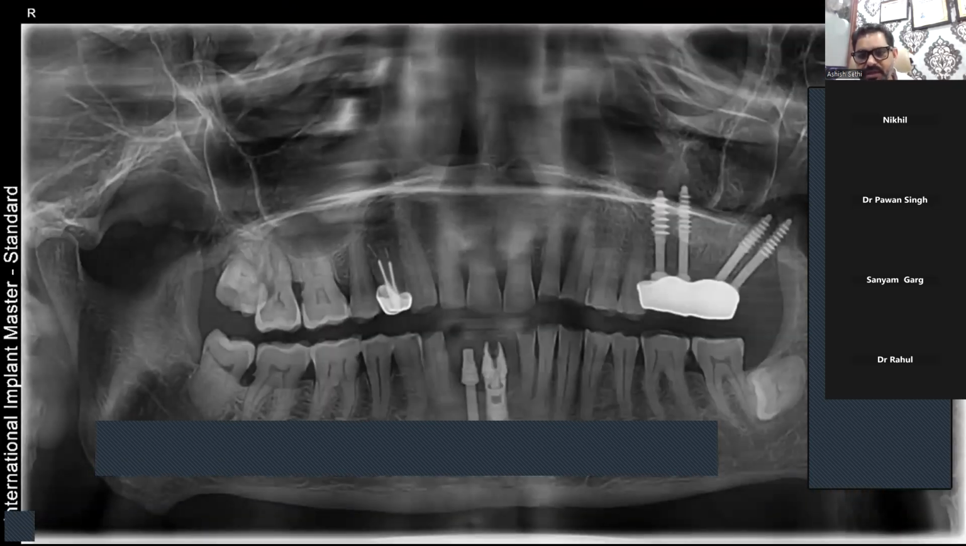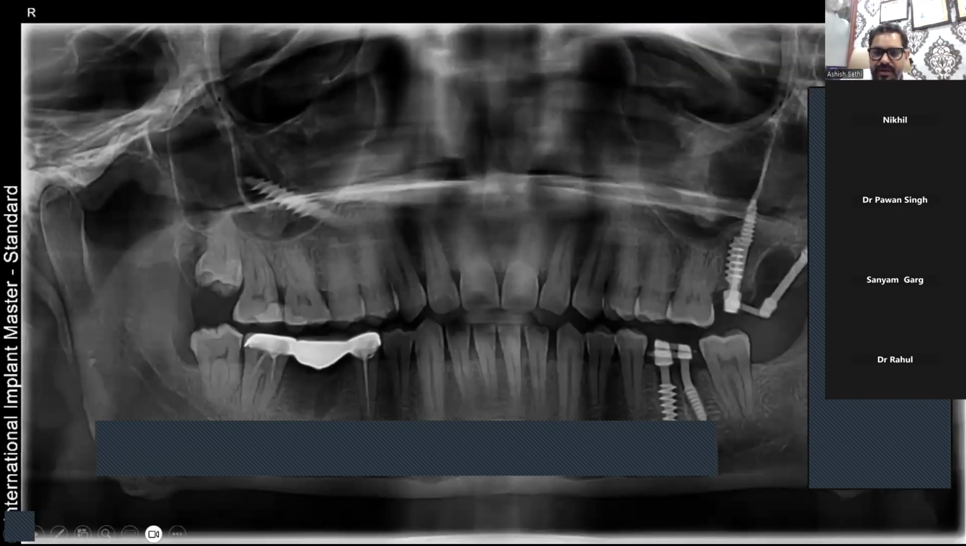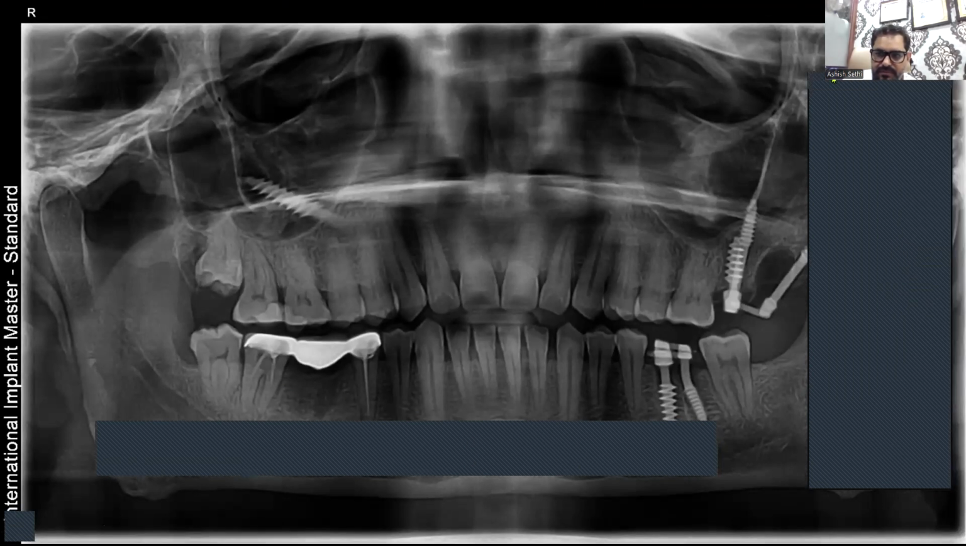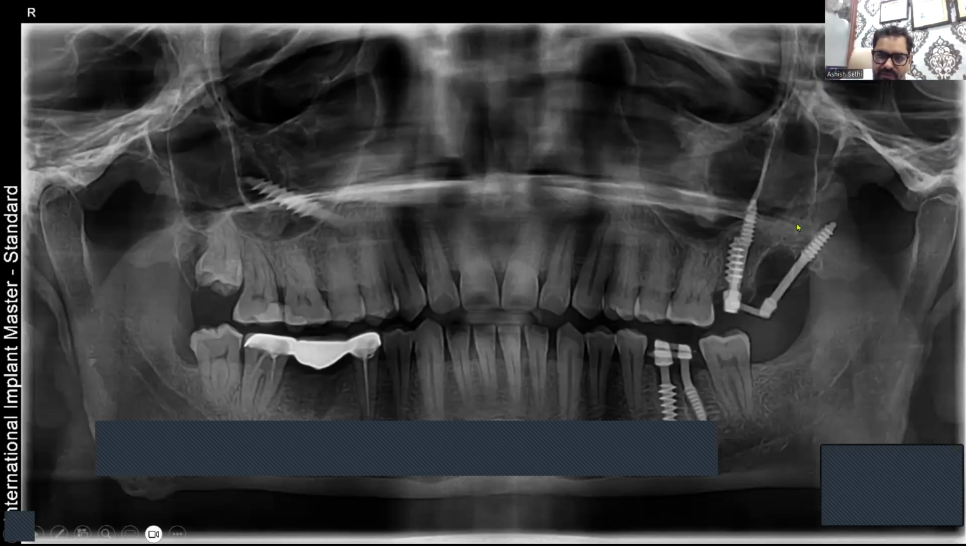So this is how we engage posteriorly, the pterygoid as well as the parietal region. Again, in this case, if you can see, this is the pterygoid that we have placed, and from the palate to the nasal floor we have engaged. This is another implant that we have placed.